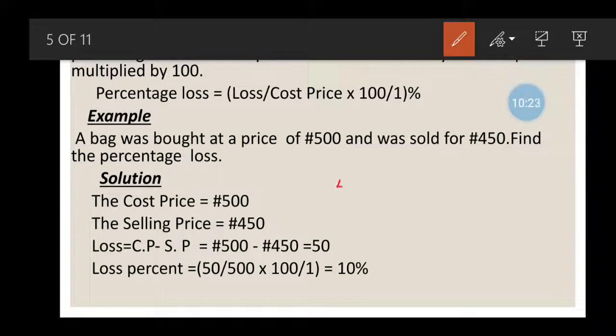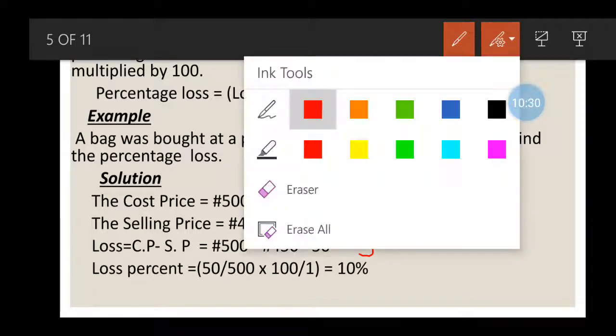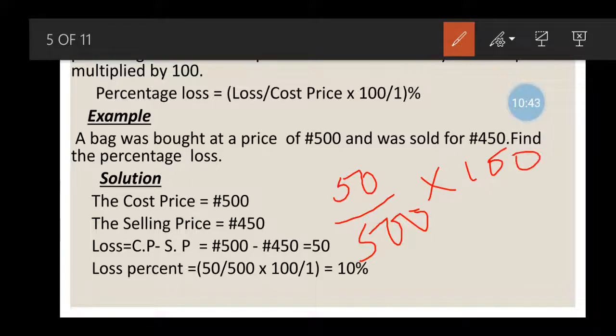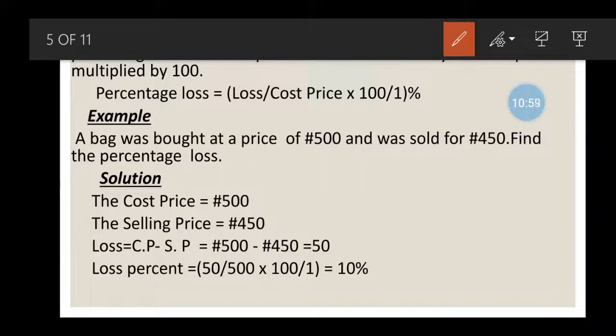How do we get that 10? It is 50 over 500 times 100 over 1. We cancel the zeros. 5 here, 1, 5 here, 10. So that is how we got our 10%. Okay, so that is that.